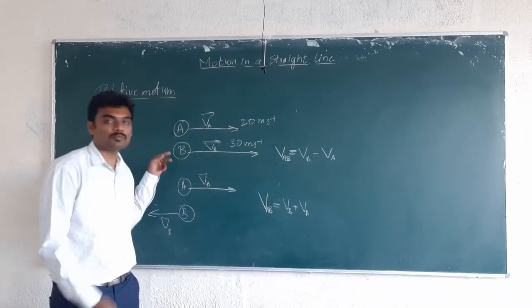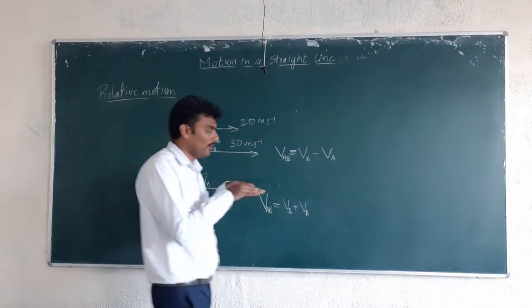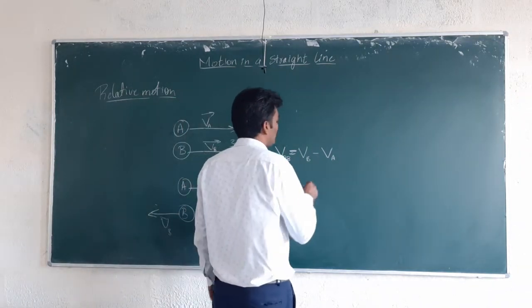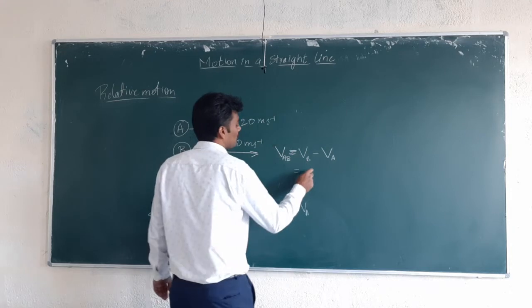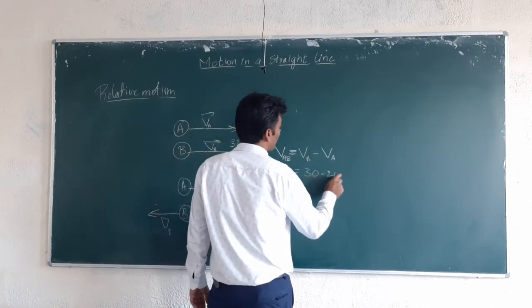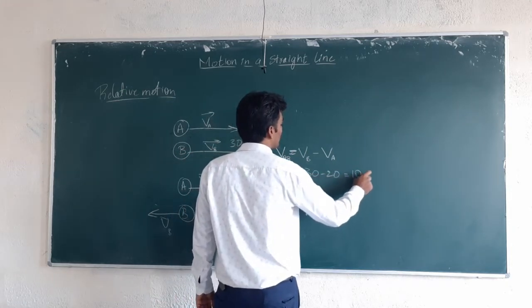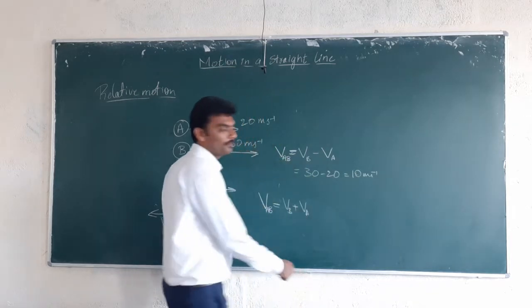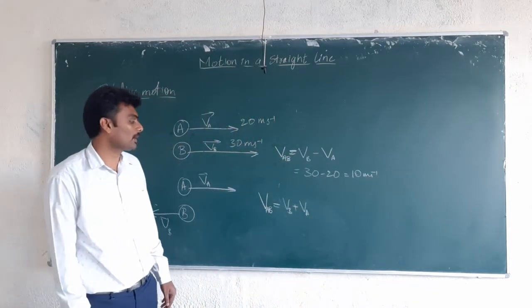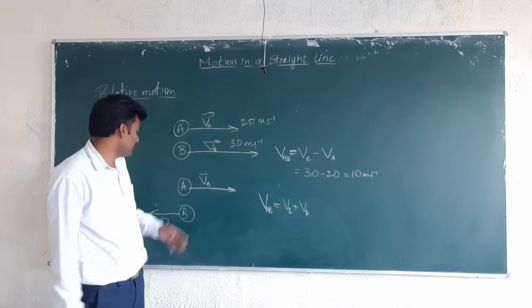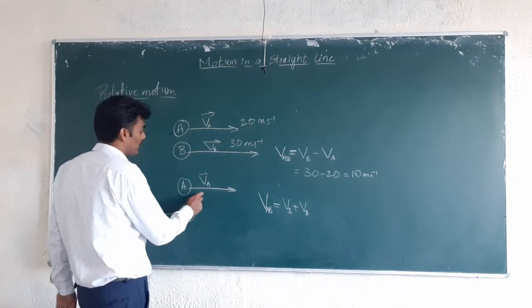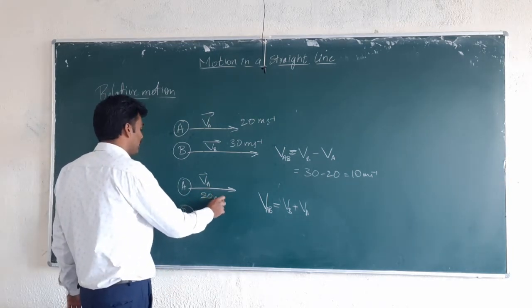If both the bodies are moving in the same direction, then the relative velocity will be Vb minus Va. 30 minus 20 is equal to 10 meter per second. Got it? Okay.